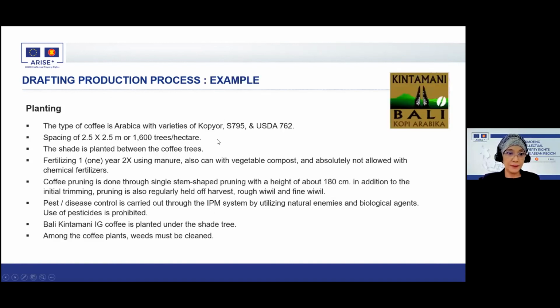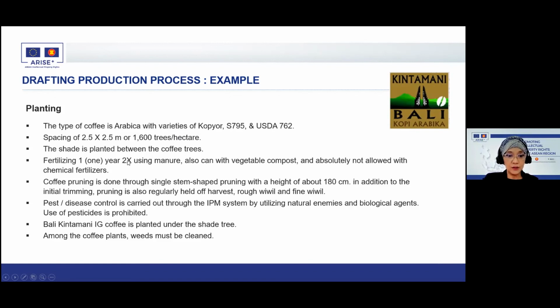Now, this is the example. Planting of Kintamani Valley coffee. The example of drafting production process. The type of coffee is Arabica with varieties of Kopyor S1795 and USDA 762. Spacing of 2.5 meter or 1,600 trees per hectare. The shade is planted between the coffee trees.